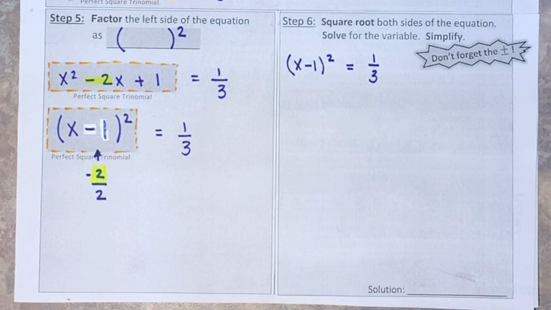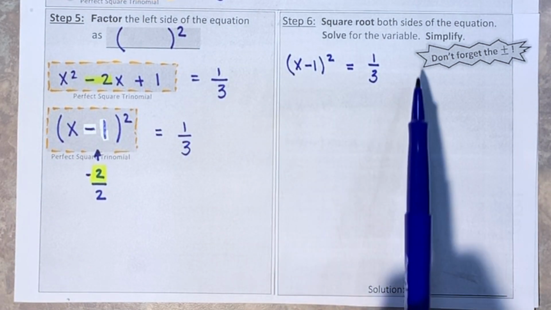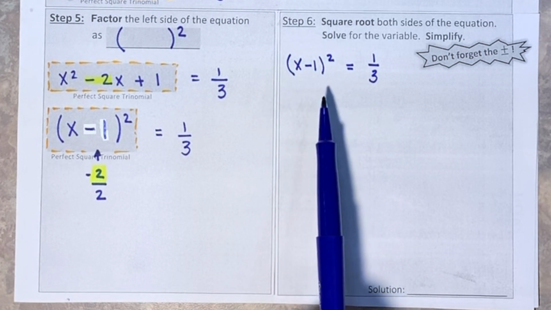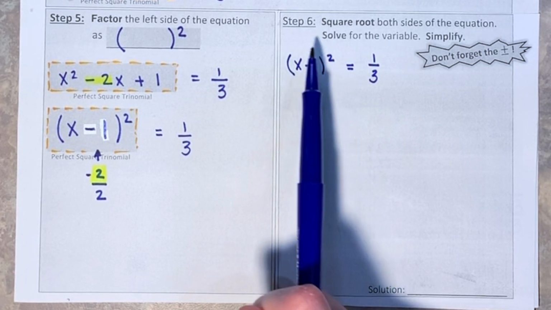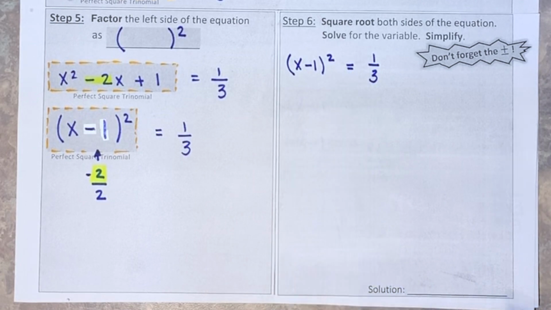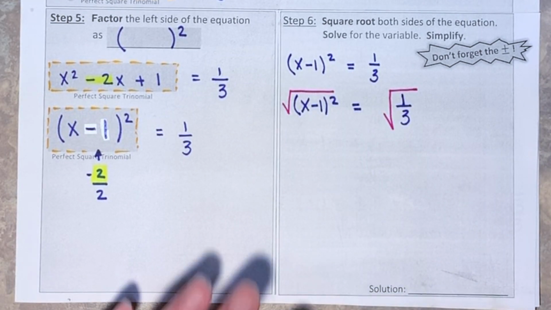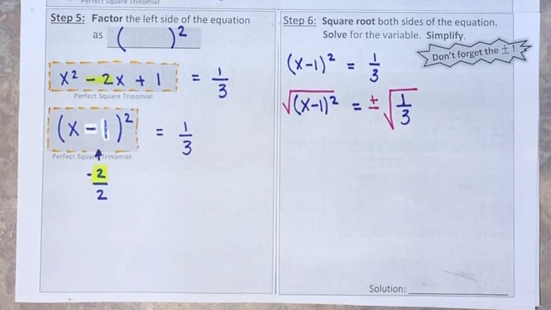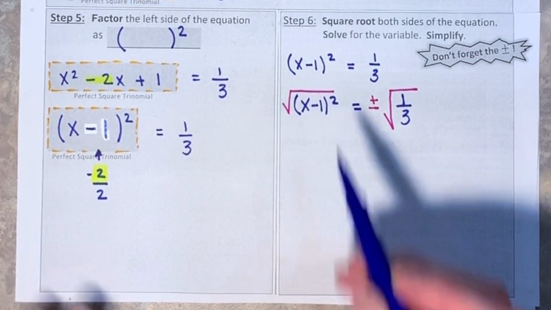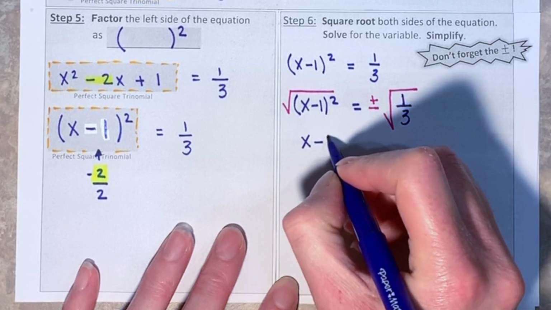And now for step number 6. We've now rewritten our problem in a way that we can apply the square root property. And since the squared term is already isolated, we can just go right ahead and take the square root of both sides. And let's make sure not to forget the plus or minus. The square root of x minus 1 squared leaves us with x minus 1.